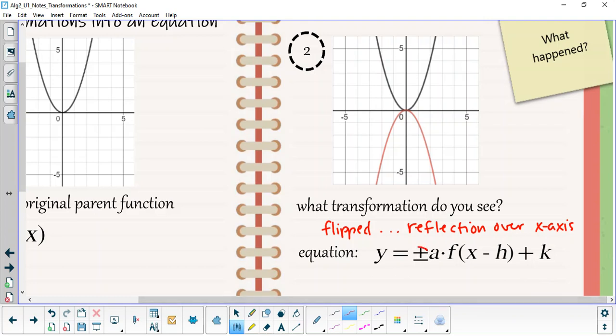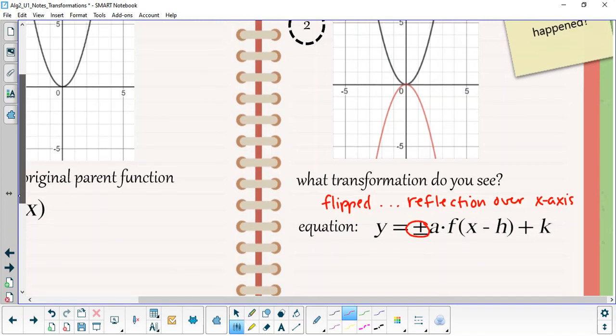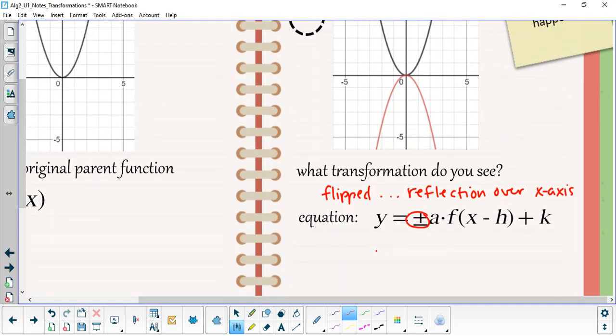Reflections come from this plus or minus sign. Remember, plus means nothing has happened. Minus is the reflection. So if I'm going to write this new equation, I'm still going to have my parent function, y equals f of x, and I'm now going to put a minus sign in the front to show that reflection. Looking at that graph, nothing else happened. It didn't move left or right, it didn't move up or down. So I can close my parentheses. This would be my answer. So that blue minus sign represents the reflection that just happened.